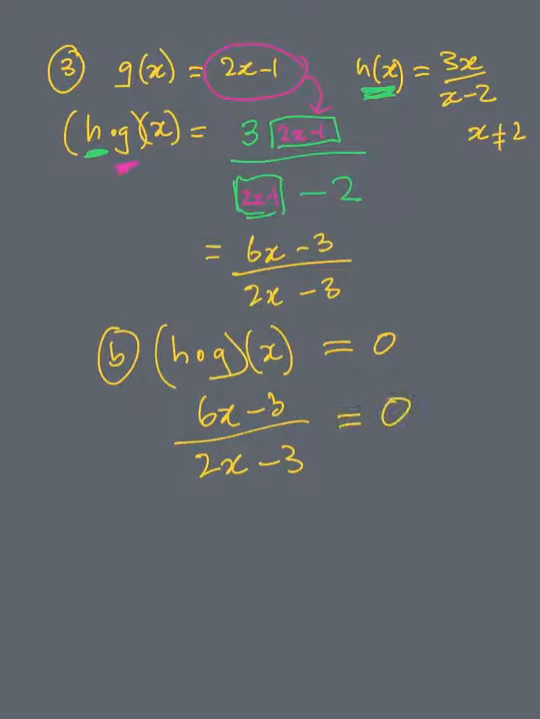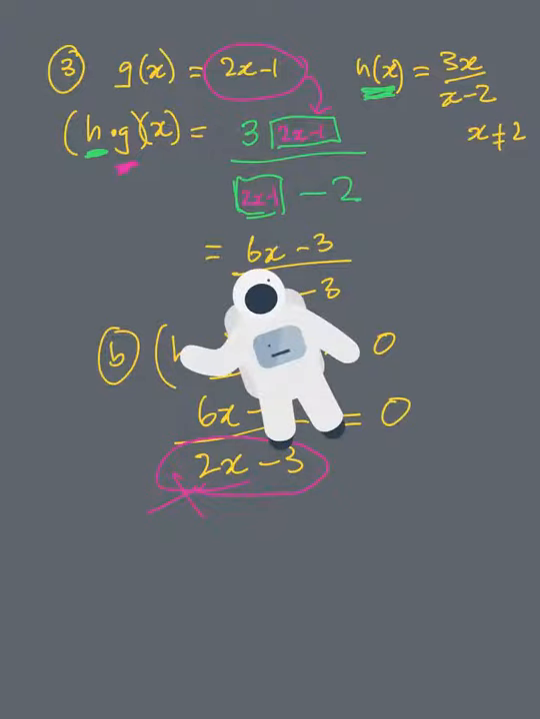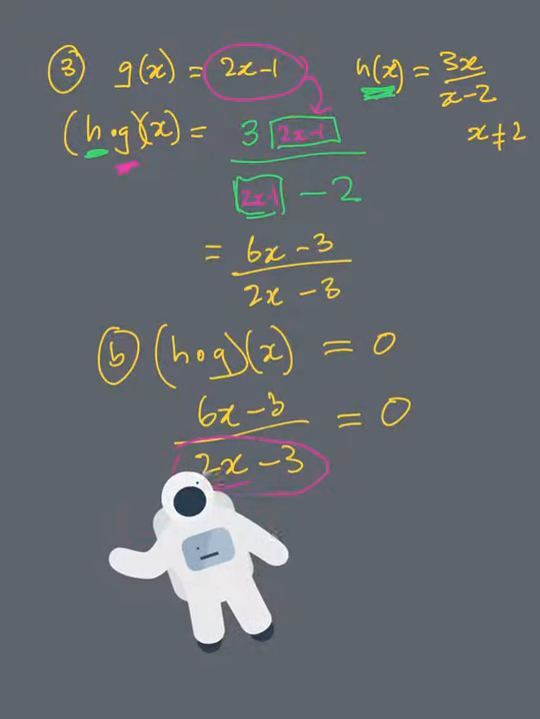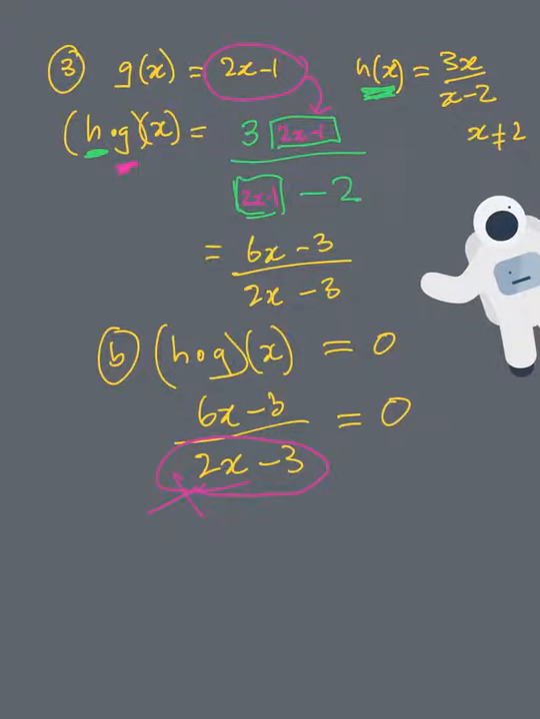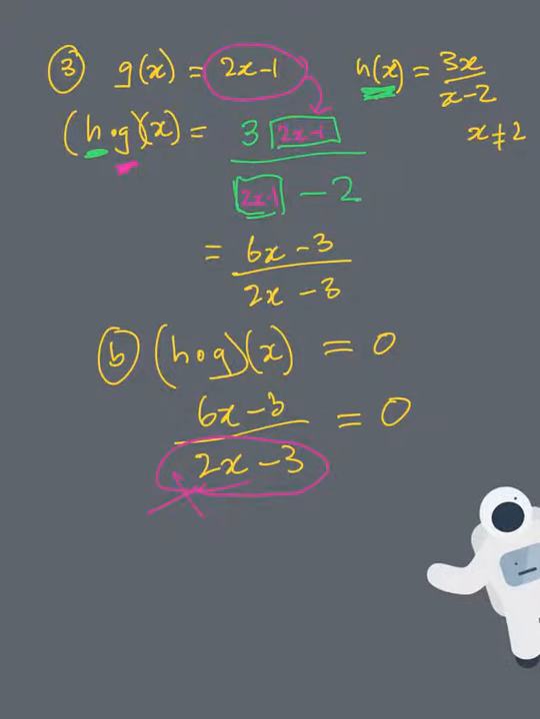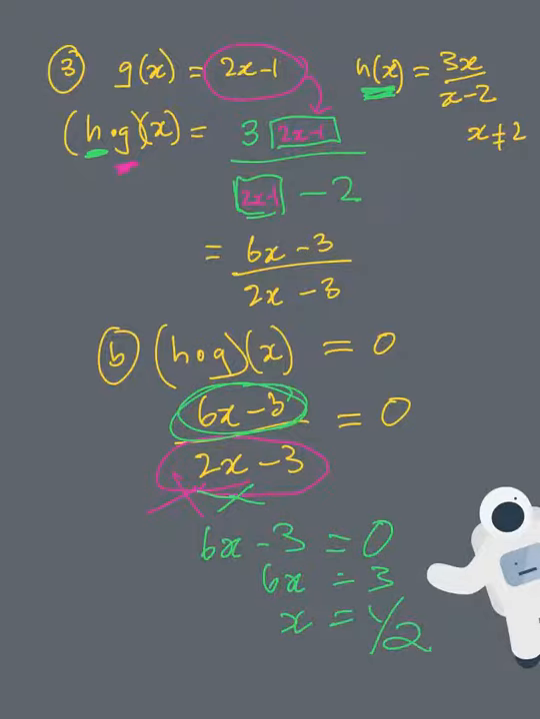Now, how is this going to equal 0? Well, first of all, the bottom is not allowed to equal 0, because if that equals 0, we have a serious problem. We're going to end up in a black hole, remember? Ouch. Now, if that bottom part's not allowed to be equal to 0, then the top must be equal to 0. So 6x minus 3 must be equal to 0. That's the only choice. That means 6x is equal to 3. Therefore, x is equal to a half.